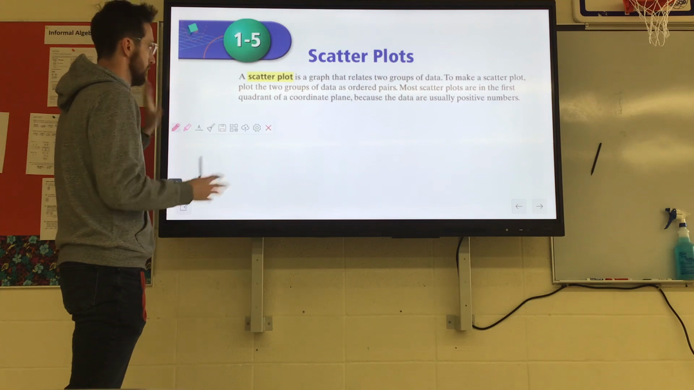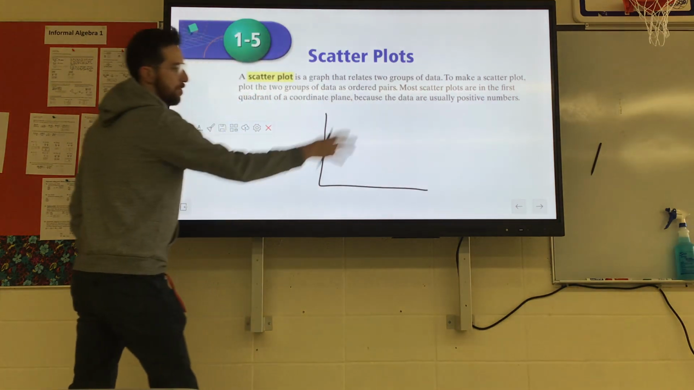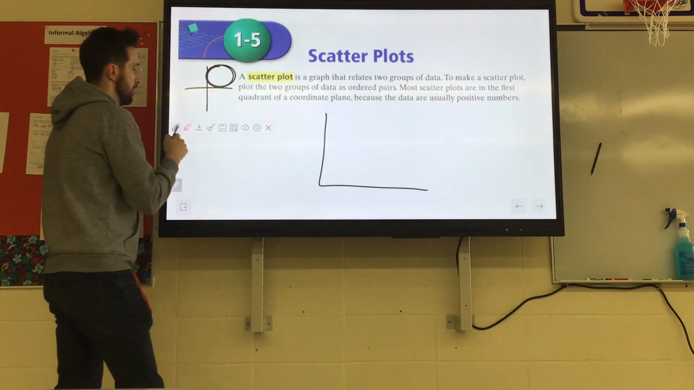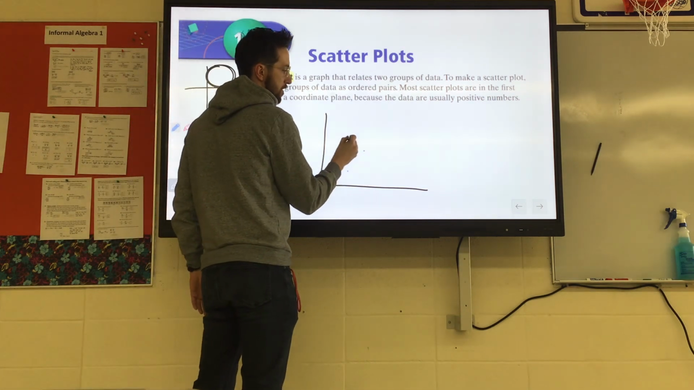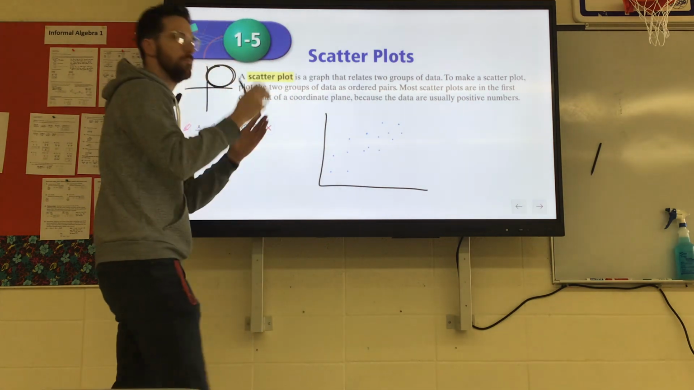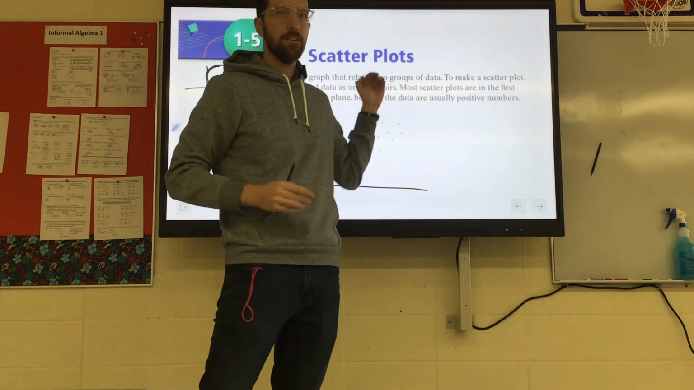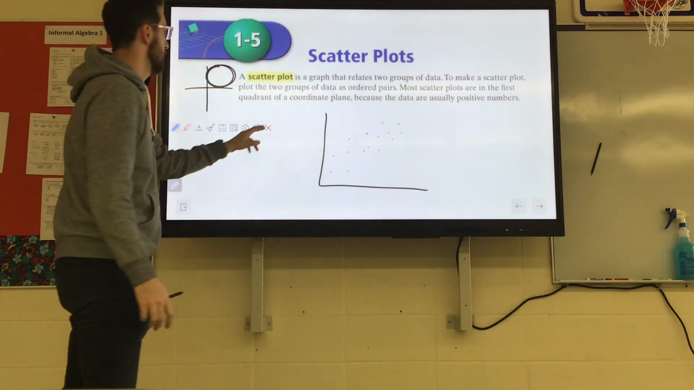So, again, we'll do this in a second, but here would be like the top right section of the graph. It's kind of all in here because all your data values are positive. So it's going to look like a bunch of dots all over the place, and you're trying to see if there is a pattern to those dots. Are they trending up and to the right or down and to the right? Or is there no correlation? That's what we're going to talk about today.